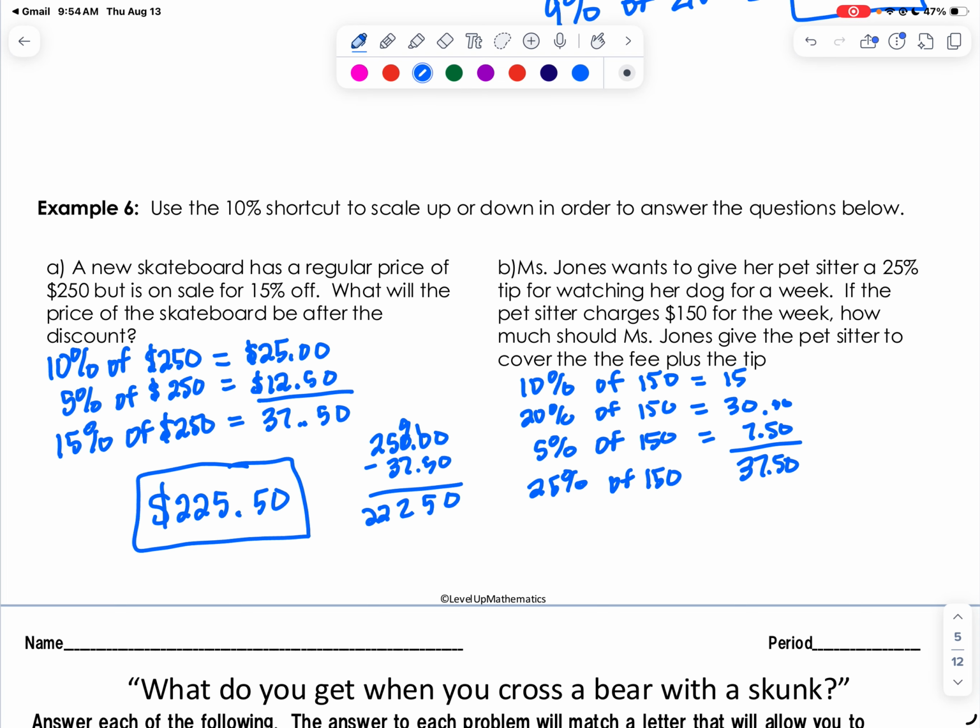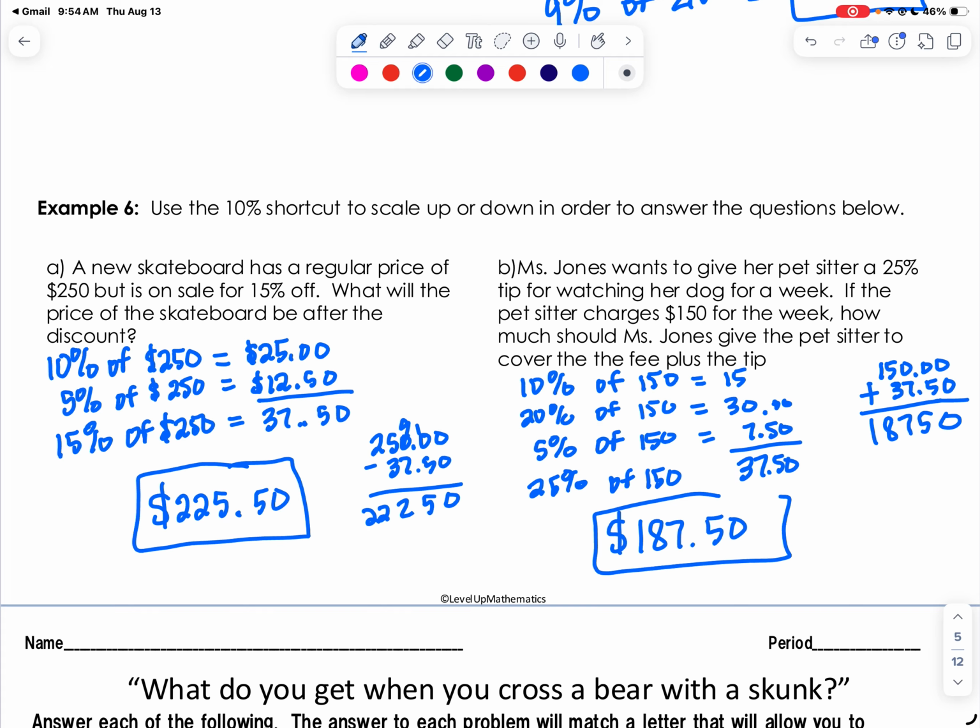So how much should Ms. Jones give to her pet sitter? Well, she owes her the $150 for her fee, plus the tip, which is $37.50. So 7, 5 plus 3 is 8. So she should give her $187.50. And that concludes today's lesson, Estimating Percents Mentally.